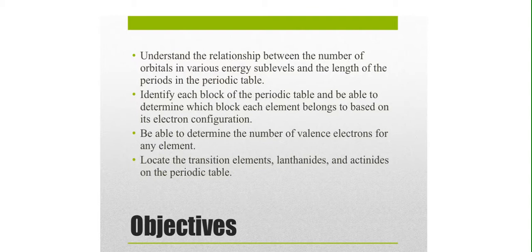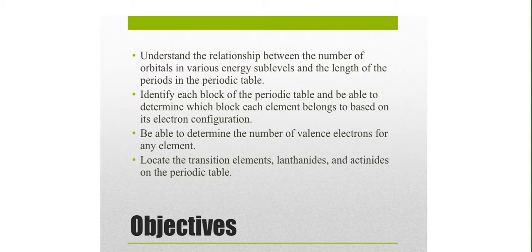After this video, you should be able to understand the relationship between the number of orbitals in various energy sublevels and the length of the periods in the periodic table. So all I'm saying is that the s orbital contains 2 electrons, so it has 2 elements present in a particular energy level. And I'll explain this more in class in better detail, because it doesn't sound like I'm saying it, but I know that when I show you, you'll be like, yeah, that makes sense.